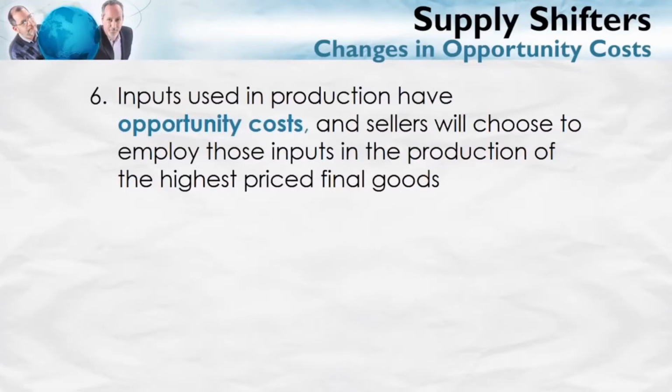Our final supply curve shifter, changes in opportunity cost, is perhaps the trickiest, because we're usually thinking about costs in terms of dollar costs. But we have to keep in mind that the fundamental concept of cost is opportunity cost. Let's apply this, and I think it'll become fairly easy to understand. Inputs, which are used in production, have opportunity cost. They can be used to produce many different things, and sellers will choose to employ their inputs in the production of the highest priced final good. For example, what happens to the supply of soybeans when the price of wheat increases? Here's a hint.